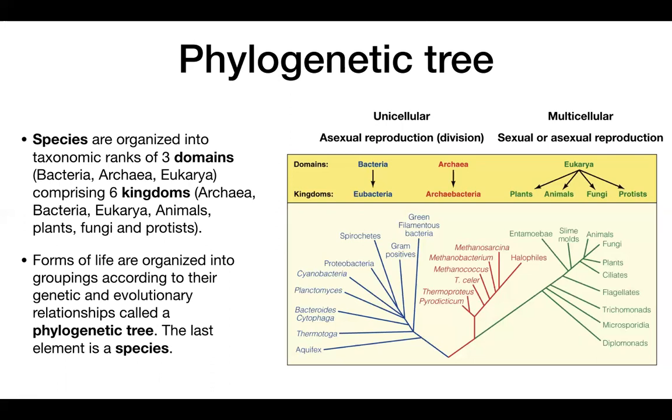For example, our species of Homo sapiens is part of the genus Homo, the family Hominidae, the order of primates, the class of Mammalia, and the phylum of Chordata, and the kingdom of Animalia.